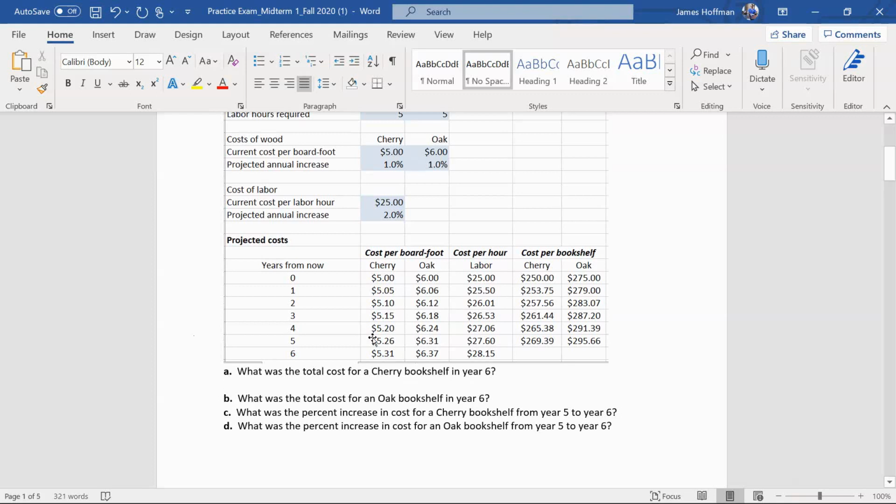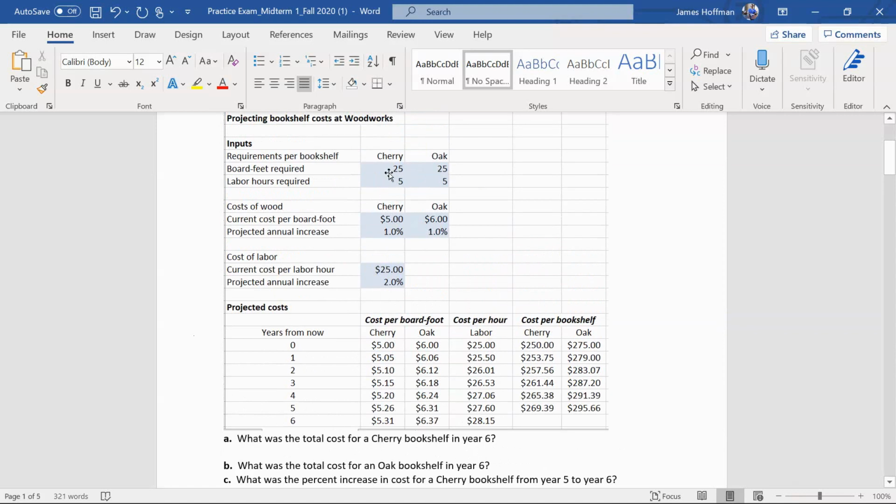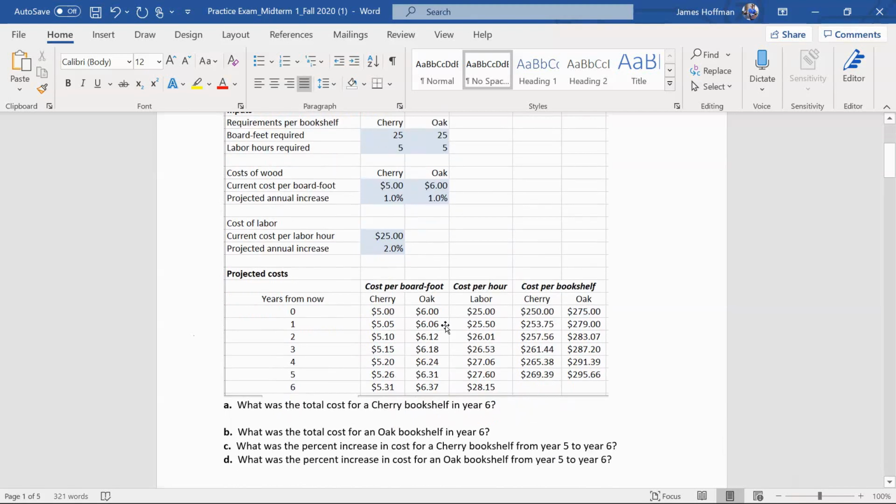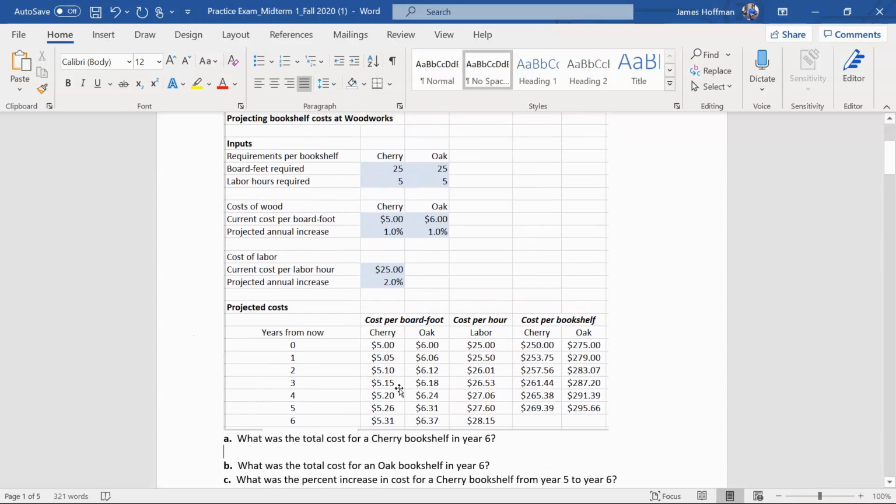Okay, so here's the cost of cherry board feet, the cost of oak board feet, and the cost of labor in year 6. And you need 25 board feet of each, and you need 5 labor hours for each of the bookshelves. So you have to add up both costs and how much you need. So let's start with the board feet.